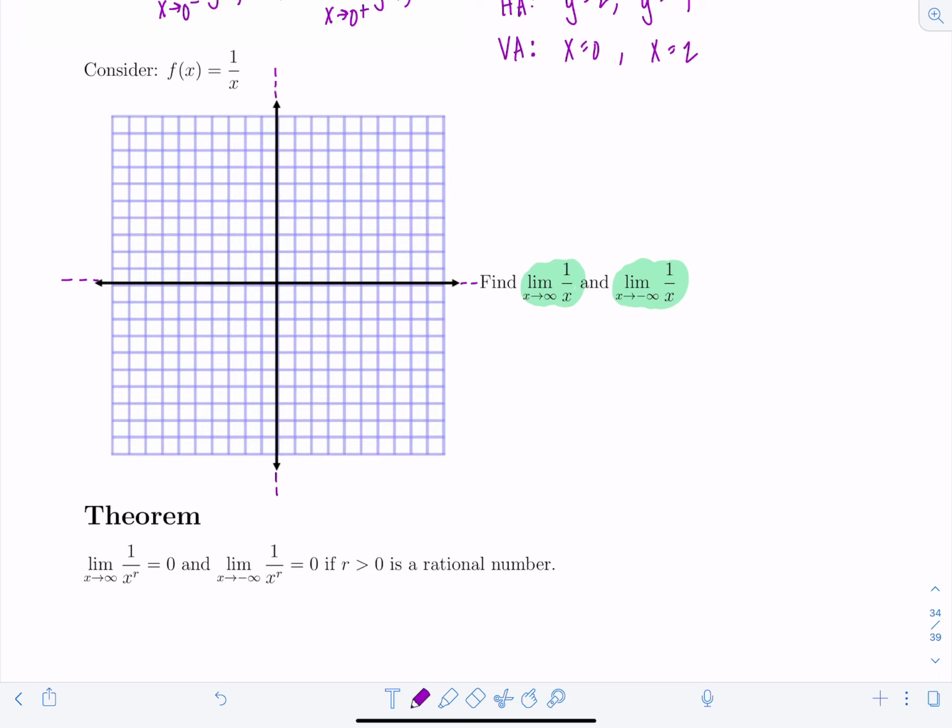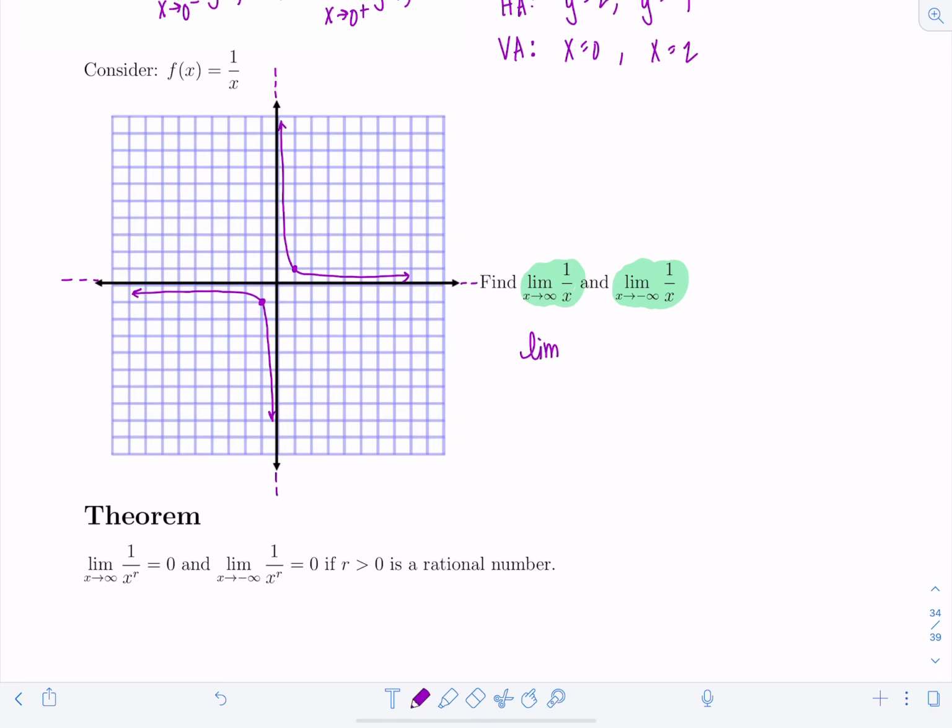And then just a couple key points that are easy to draw on the graph. Usually 1, 1 I use for this portion here that lives in the first quadrant. And then remember, it hugs those asymptotes, it doesn't cross them. And then negative 1 is another good point to plot for the other portion of the graph. Beautiful.